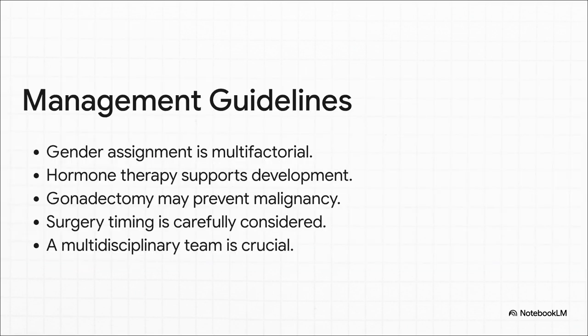And that team approach continues right into long-term care. The single most important principle here is that care has to be highly individualized. There is no one-size-fits-all path. Really complex decisions like gender assignment are made incredibly carefully with the family, looking at things like future function and fertility potential. Treatment might involve hormone therapy to help support development during puberty, and the timing of any potential surgeries is a huge point of discussion. But above all else, a compassionate, multidisciplinary team is the absolute gold standard of care.